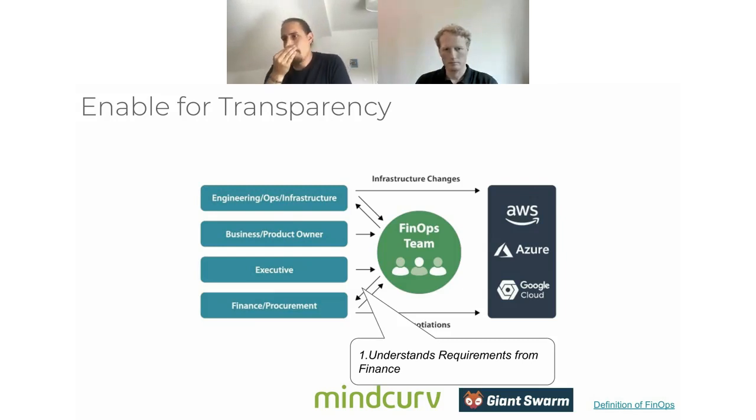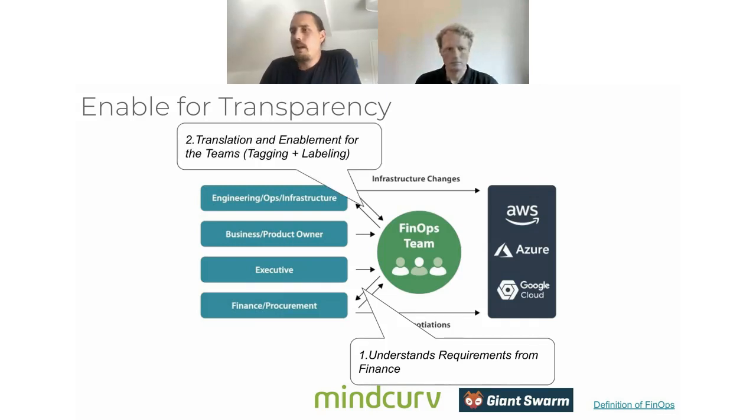Otherwise, all the engineers would talk to finance, or finance would talk to engineers, and maybe they never talked before, which is not a problem, but I think they're speaking quite different languages. So the FinOps team can, as said earlier, be the translator between these two worlds. That means understanding the requirements from finance and translating them, and enabling the teams for tagging and labeling.